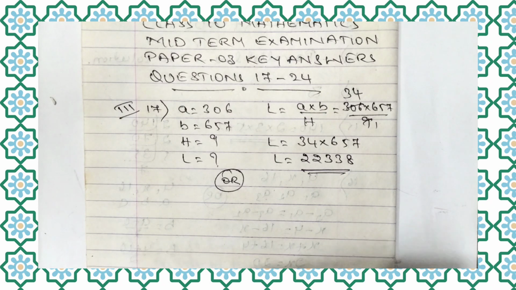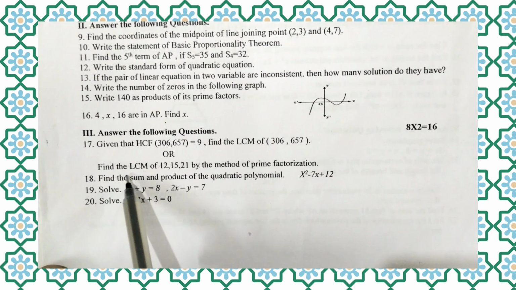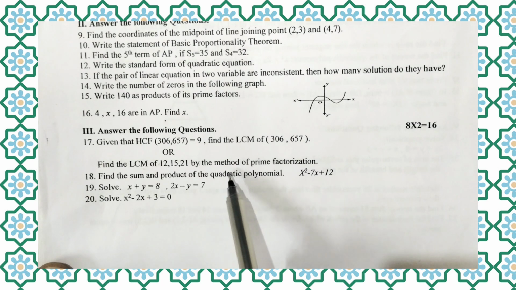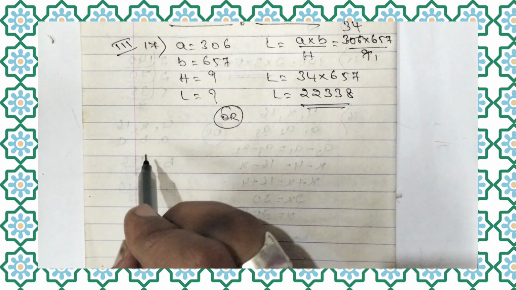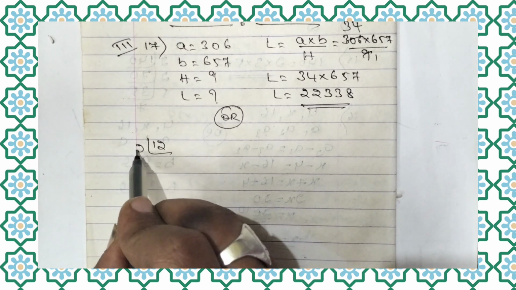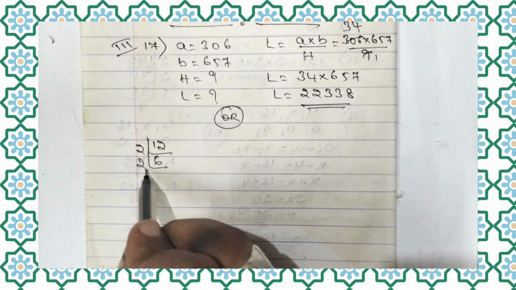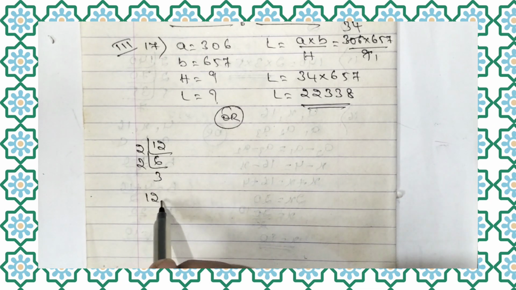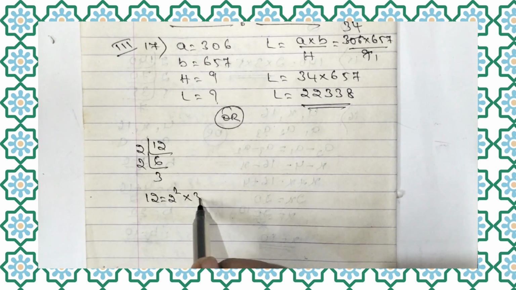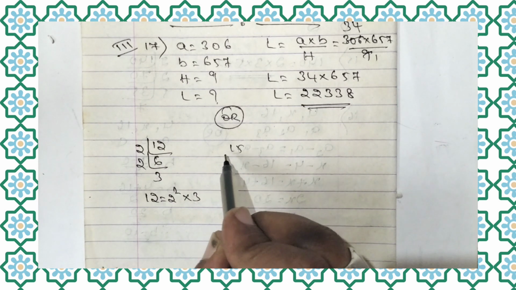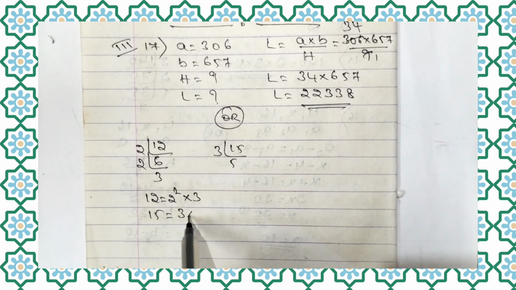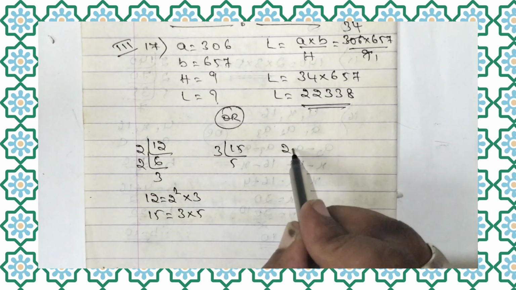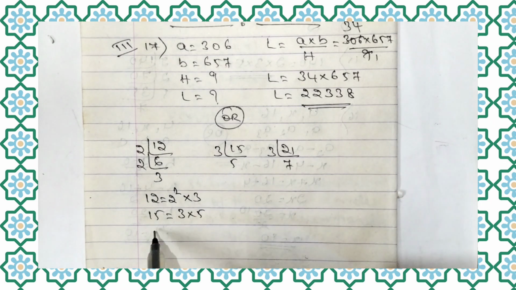So let us solve that internal choice question. Find the LCM of 12, 15, 21 by the method of prime factorization. So let us find out the LCM for the given numbers. 2 sixes are 12, 2 threes are 6. So 12 can be written as 2 to the power of 2 into 3. Then 15: 3 fives are 15. So 15 can be written as 3 into 5. Then 21, 3 sevens are 21. So 21 is equal to 3 into 7.